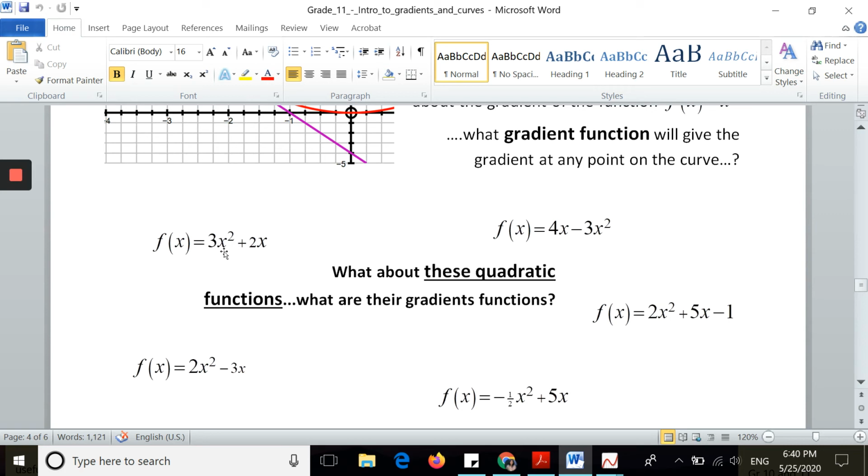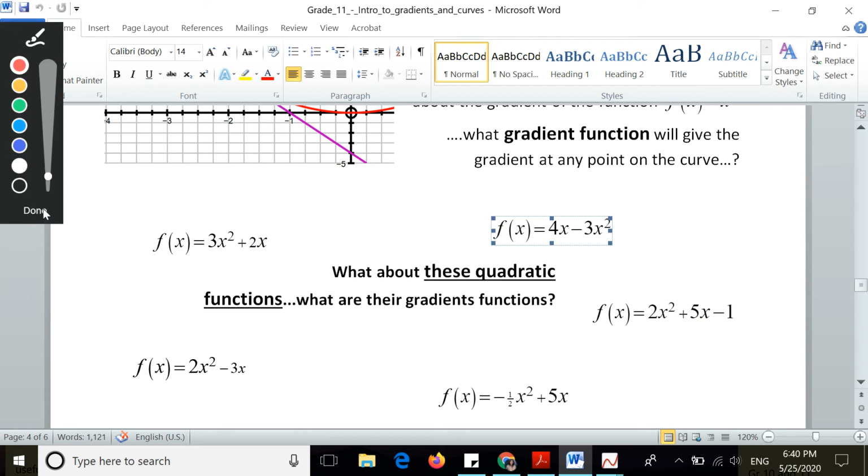Or what else you can do is, you already know the derivative of x squared is 2x, and you also know the derivative of 2x is 2. The rule for the 3 in front is that it gets multiplied by 2x. So f dash x in this case is going to be 6x plus 2, because I'm breaking this into two different functions.